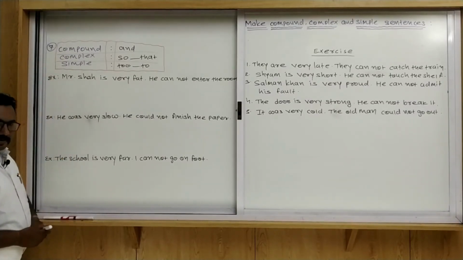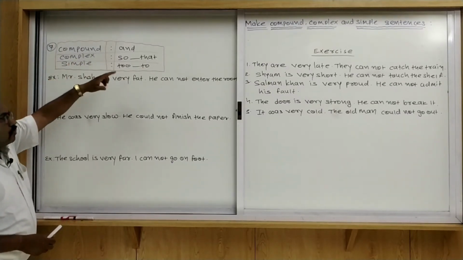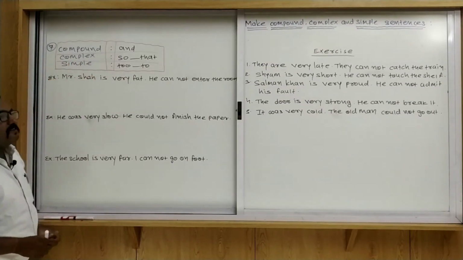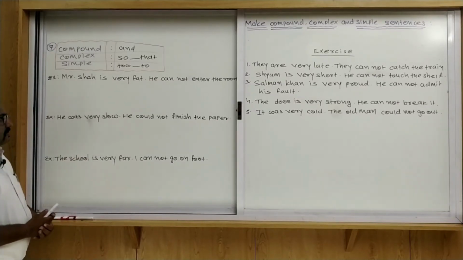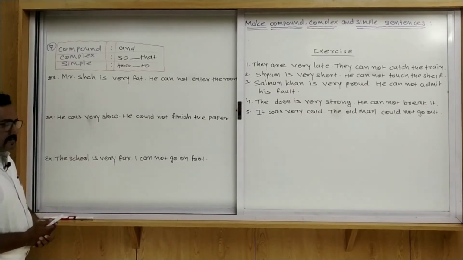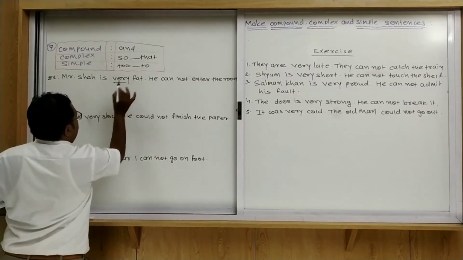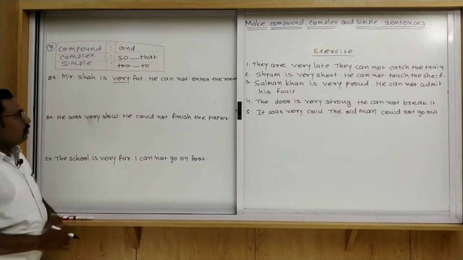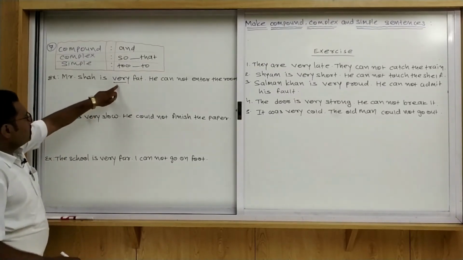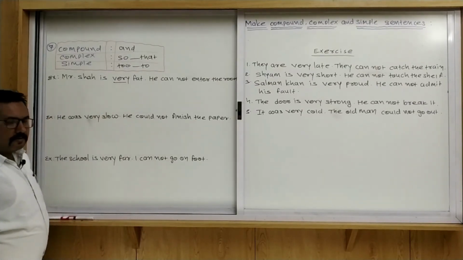Now number 7: compound sentence, complex sentence, and simple sentence too. Now we are going to use these things. First of all, see the example. Mr. Shah is very fat. What is very fat? He cannot enter the room. So we can see that Mr. Shah is very fat, so the reason is that he cannot enter the room.